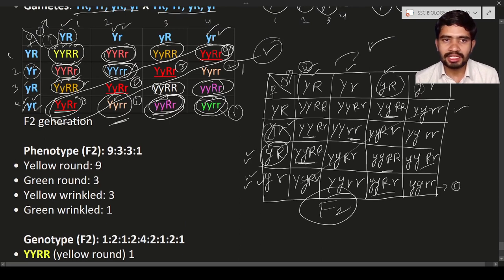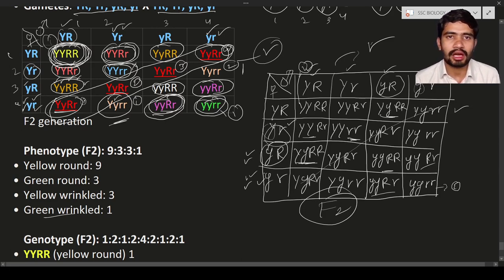So phenotype, that is nothing but if you count the entire table, the seeds will be yellow round, green round, yellow wrinkled, and also green wrinkled. So count the number of individuals in this table. How many are yellow round? Only one, okay. So this one is yellow round, and the next will be yellow round. This is one, and this one will be yellow round, okay, and so on. If you count everyone in this table, the yellow round will be 9.